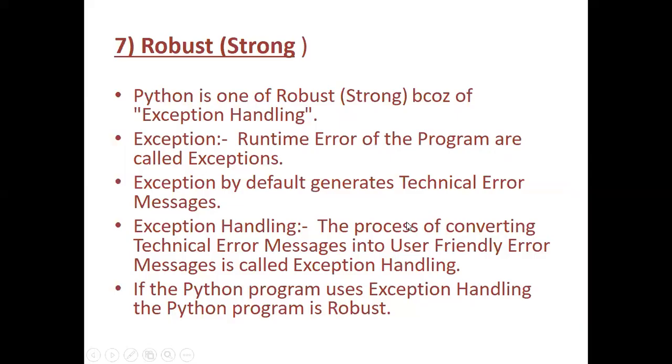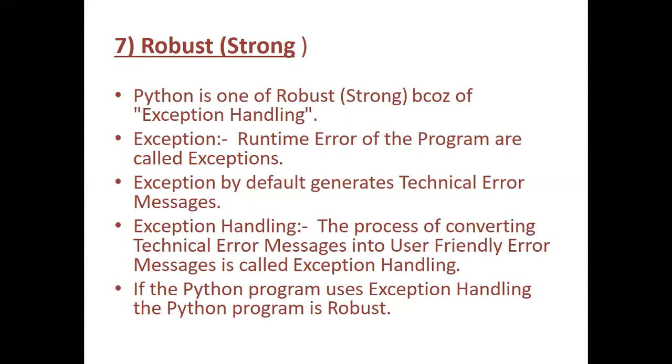Now let's go ahead. It is a robust language. Why is it a robust language? It is robust because of its exception handling. Now, what is exception handling? Exception is a runtime error. Whenever we run the program and we are getting an error, that is known as an exception.